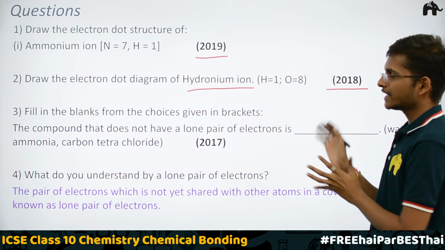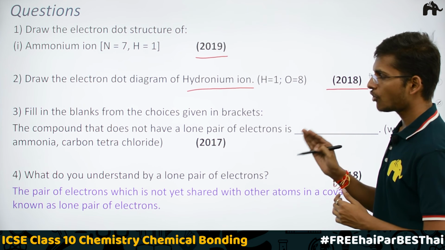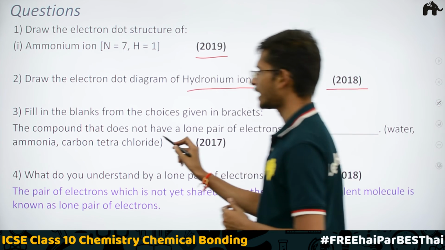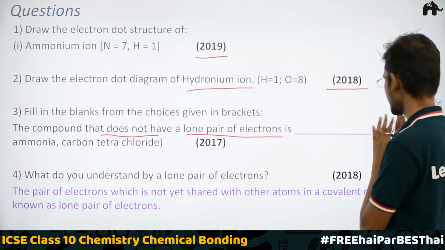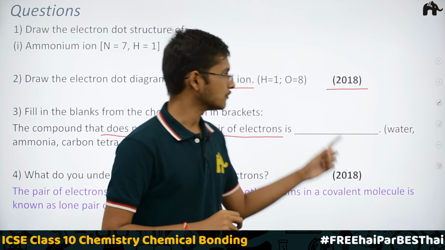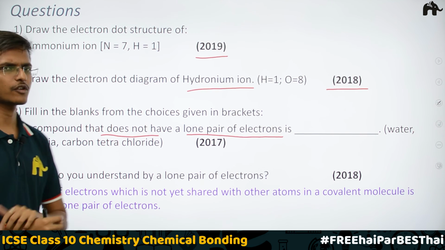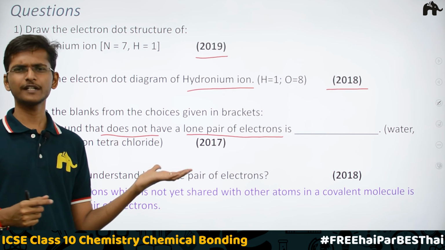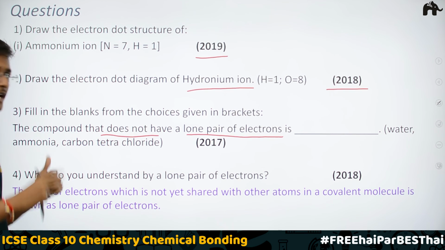Next is fill in the blanks from the choices given in the brackets. The compound that does not have a lone pair of electrons is dash. The options are water, ammonia, and carbon tetrachloride. Now it's a piece of cake for us, right? We already know water has two lone pairs of electrons. Ammonia has one lone pair of electrons.